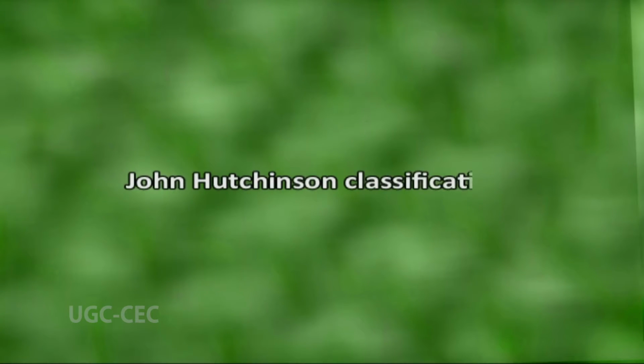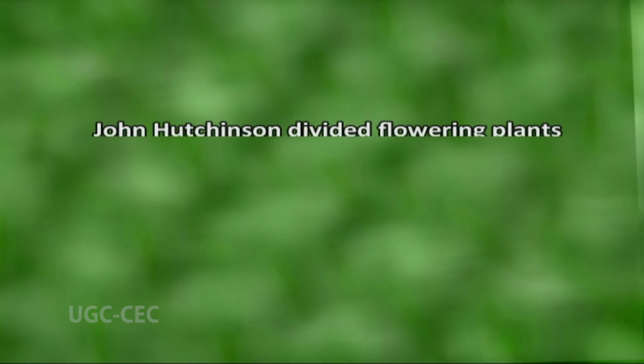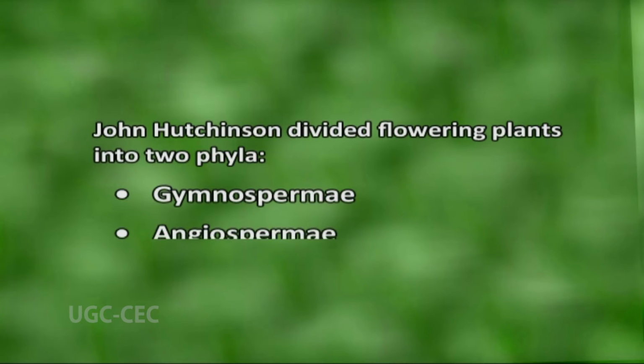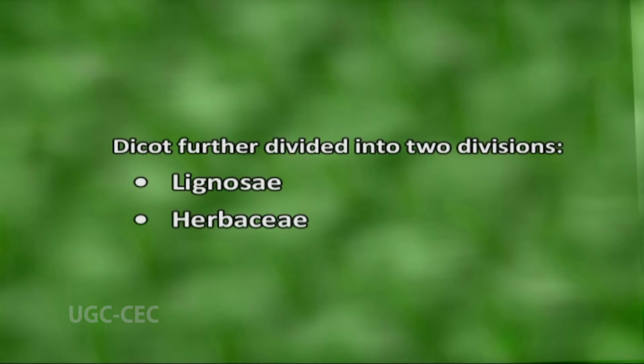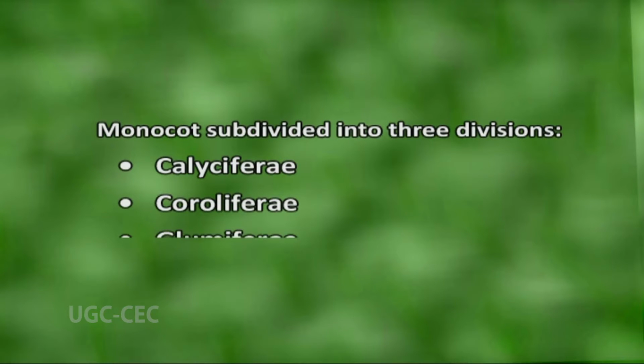John Hutchinson's classification is one of the known phylogenetic systems of classification. He divided flowering plants into two phyla. Number one, gymnospermae, and number two, angiospermae. Angiospermae was further divided into two subphyla. Number one, dicot and monocot. Dicot was further divided into two divisions. Number one, lignosae and herbaceae. Monocot was also subdivided into three divisions: calyciferae, corolliferae, and glumiferae.